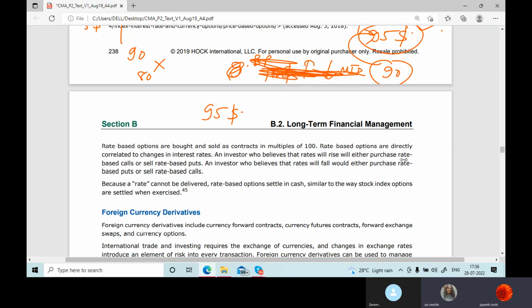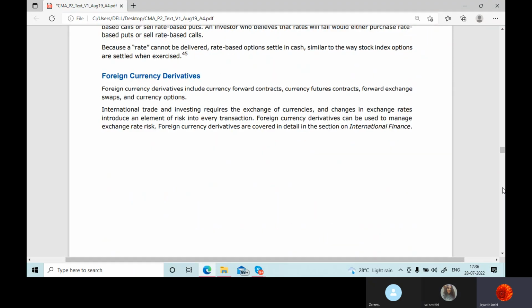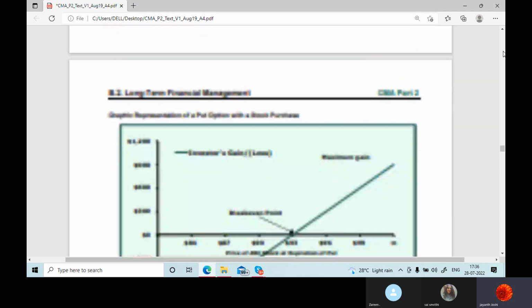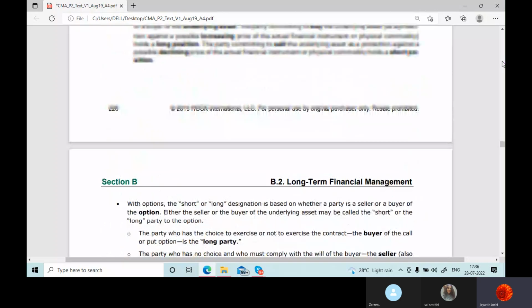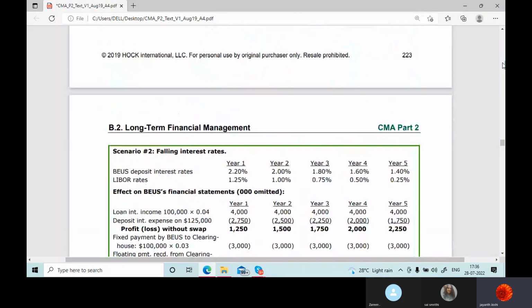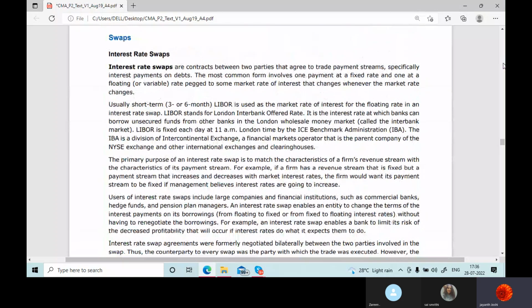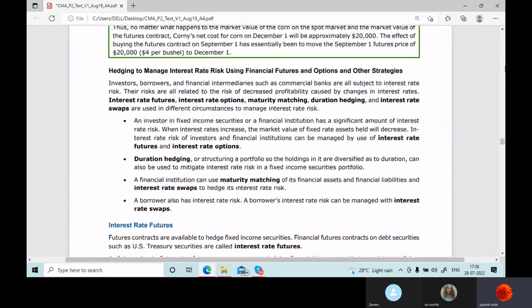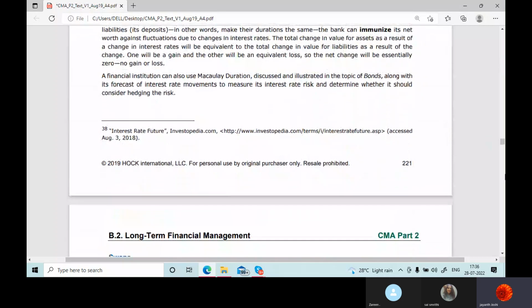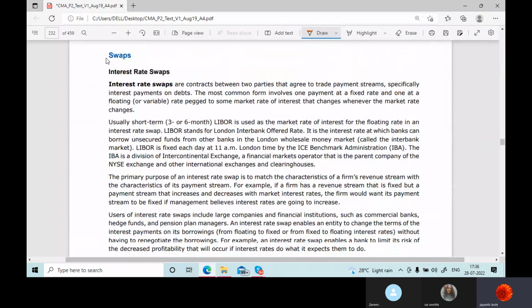So this is how we have finished the concept. Let's go for the swap agreements. I will explain what a swap is, and we'll go for a question and understand how the swap agreement works, interest rate swaps. Okay, fine.